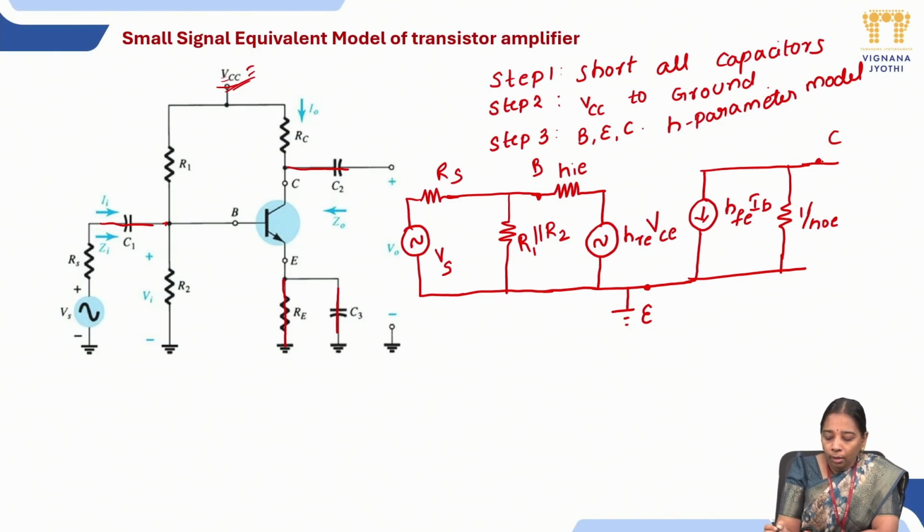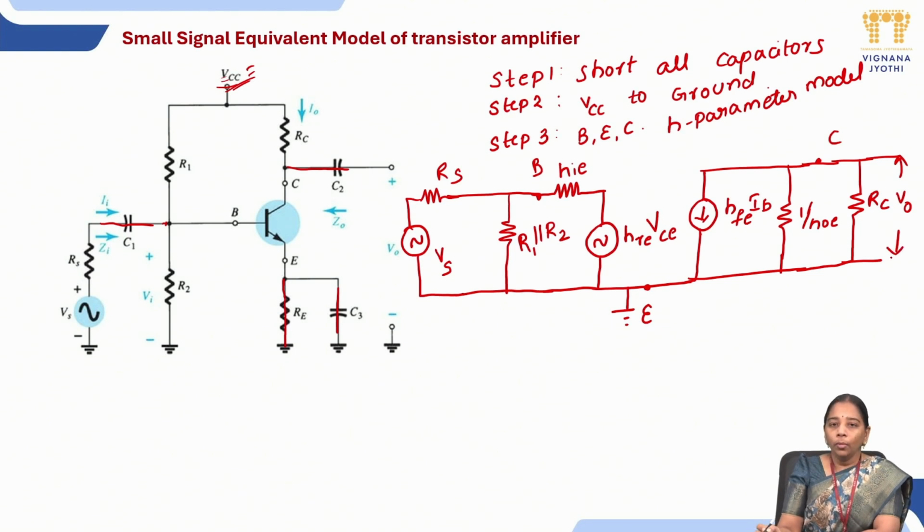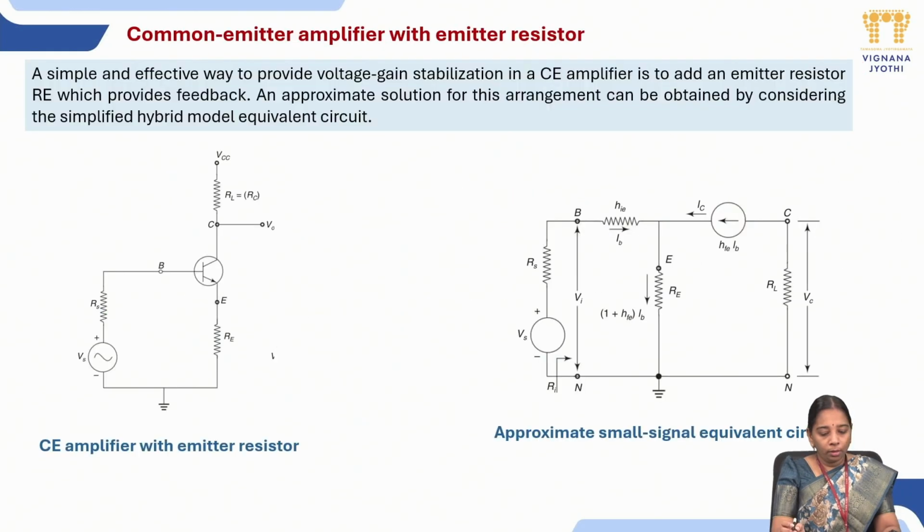Next we will be connecting the collector connections. For the collector, we have only one connection, that is RC. The other end of the RC is connected to VCC, which was already connected to ground. So at the collector terminal, we have RC, whose other end is connected to ground, and here we will be collecting our output V0. So this is how we transform a circuit into the small signal equivalent model. For any transistor circuit, we can convert like this into the small signal equivalent model or H parameter model.